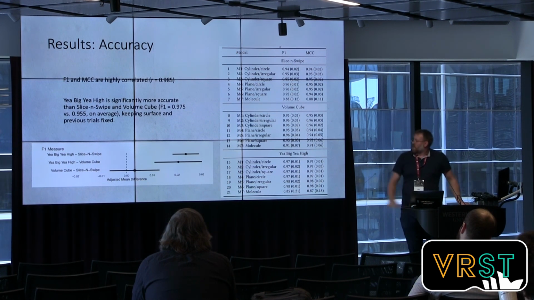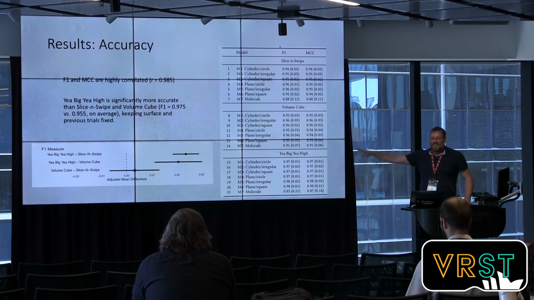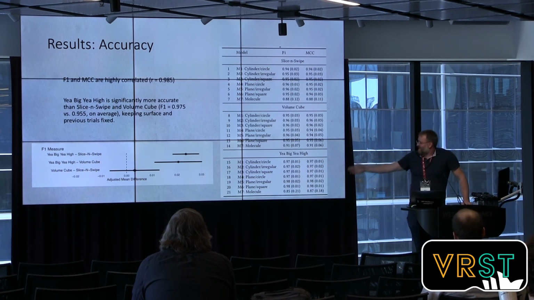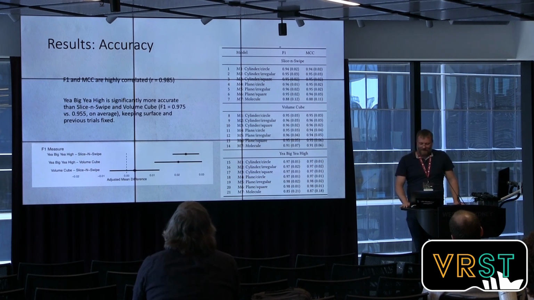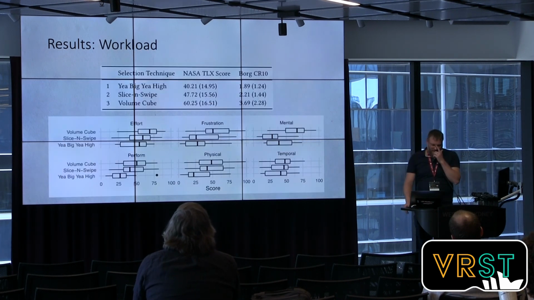One thing to note here, though, is that if you look at all the values, they're all pretty accurate. They're in the 0.9 region, and so that's a good thing. All of these are actually pretty good selection interfaces. Just Yea Big was slightly more accurate.